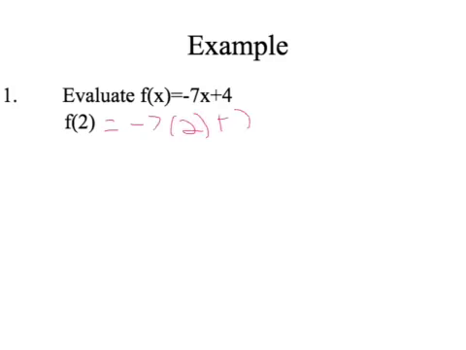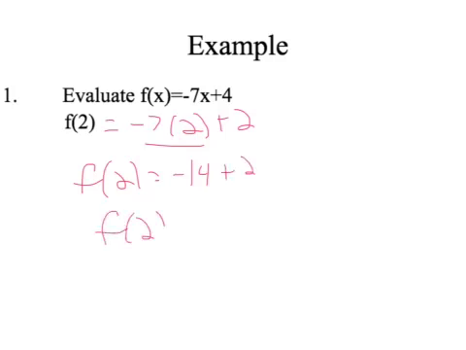So it's kind of like what we did when we evaluated expressions. And then you just use order of operations to simplify. So I do negative 7 times 2 is negative 14. Negative 14 plus 4 is negative 10. So f of 2 is equal to negative 10.